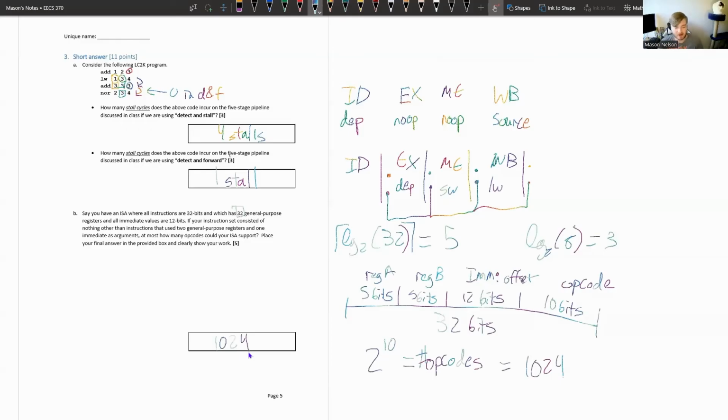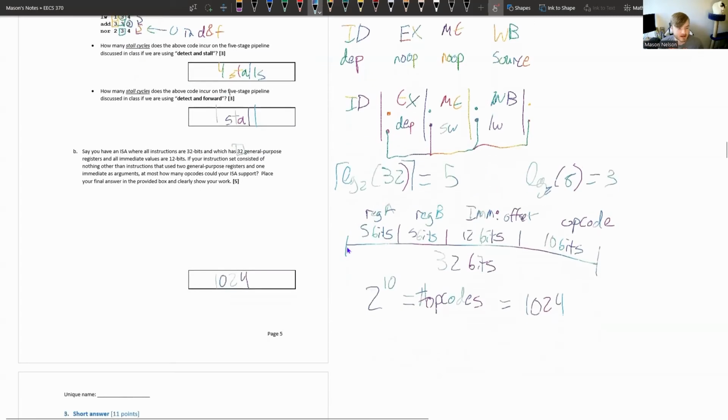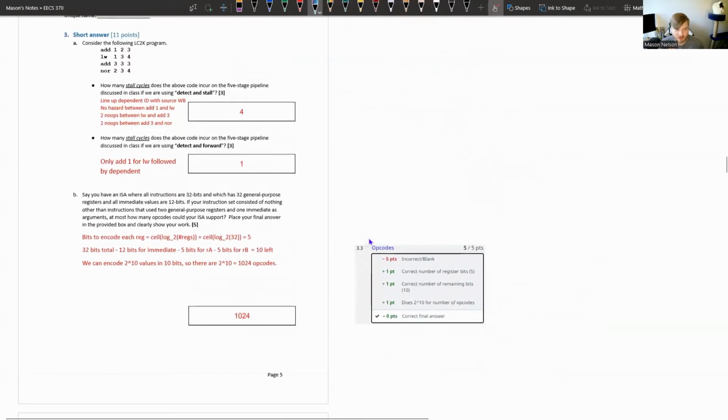We may or may not accept just placing 2 to the power of 10 in the box. If it asks for our answer in decimal, we would definitely have to say 1024. But I would recommend in general memorizing your powers of 2 up to 12 for this class, since that will come in very, very handy. All right, so that is all of question 3.